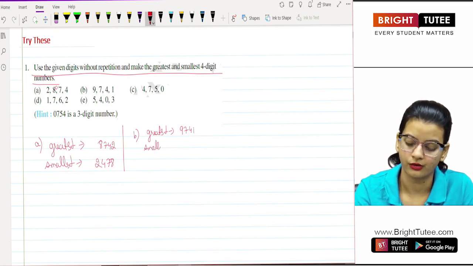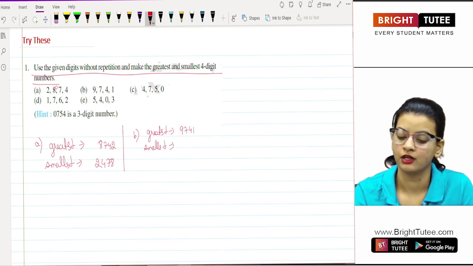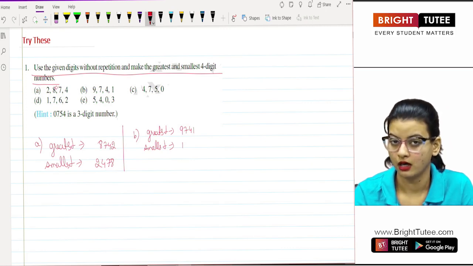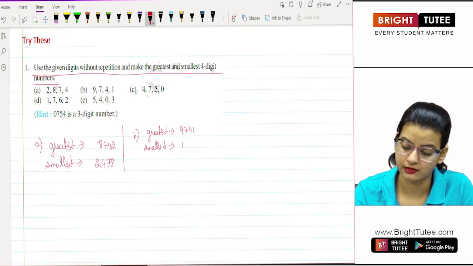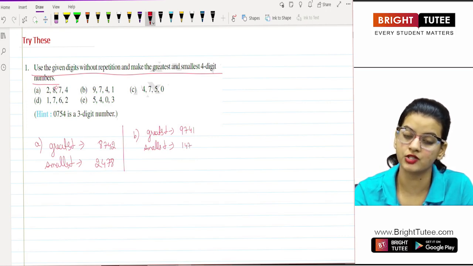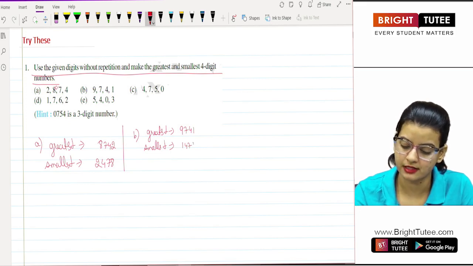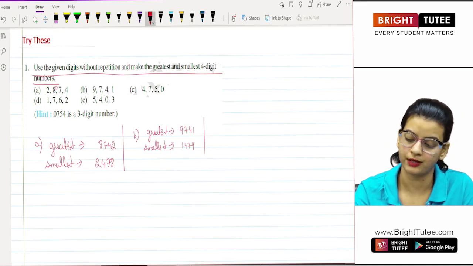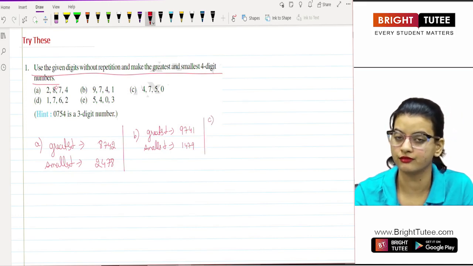Now, the smallest number we are going to make. For the smallest number, we are going to use the smallest digit in the thousands place, that is 1. Then the next smaller digit in the hundreds place, that is 4. The next smaller digit in the tens place, that is 7. And then the greatest digit in the ones place, that is 9. So 1, 4, 7, 9 is the smallest of all. Next we have 4, 7, 5 and 0.